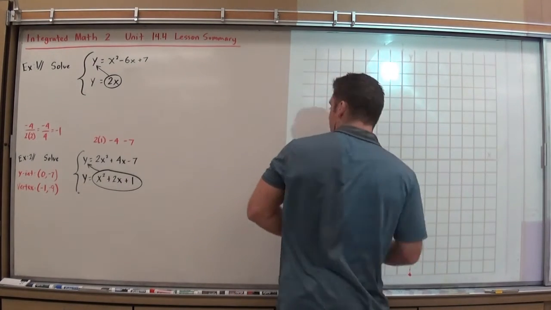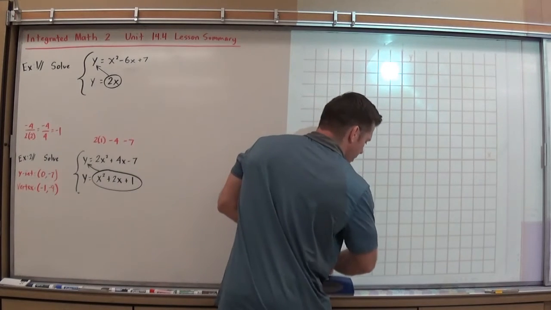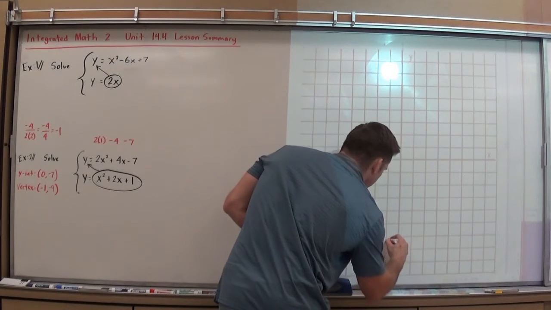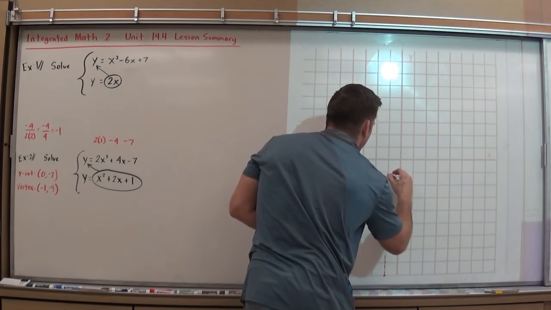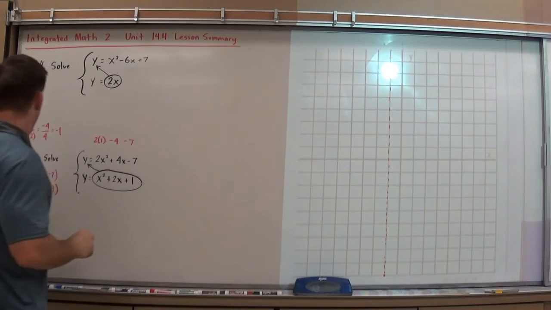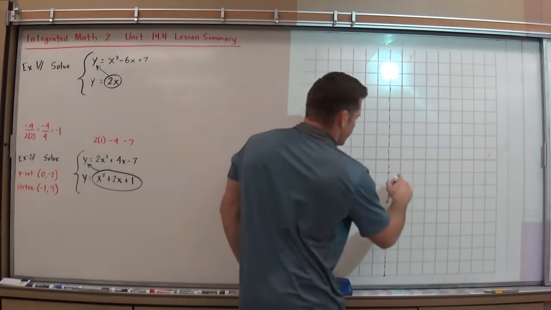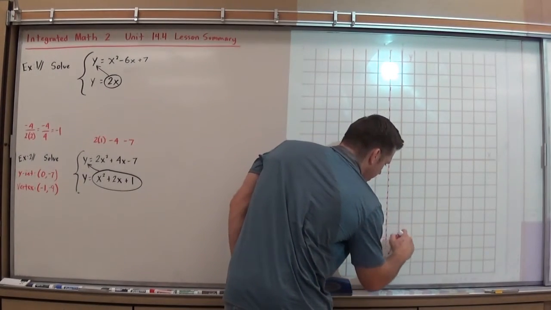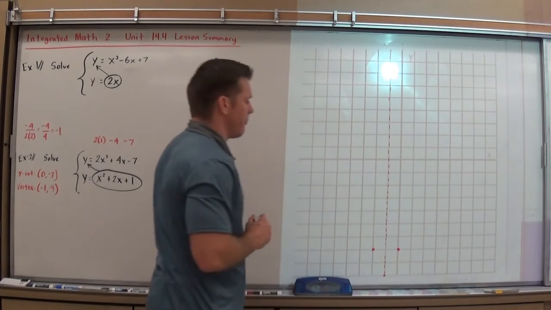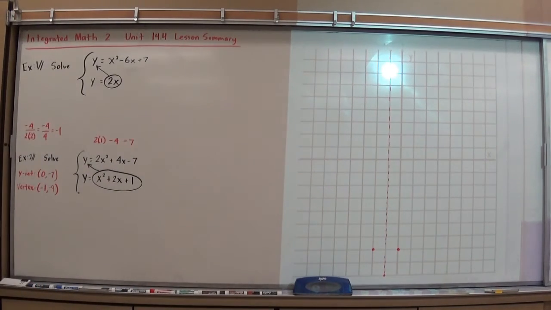And, oh, I'm sorry, (-1, -9). And there's my axis of symmetry. And the y-intercept was (0, -7). So 1, 2, 3, 4, 5, 6, and 7. And I can mirror that point, and I have the start of that parabola.